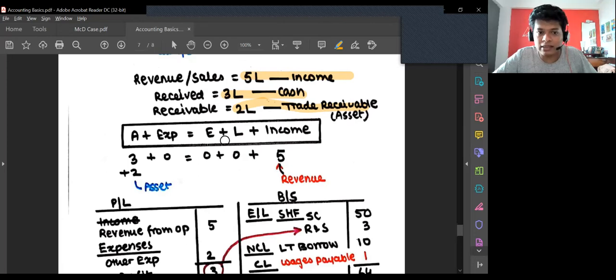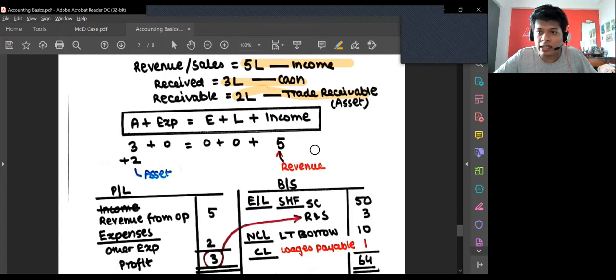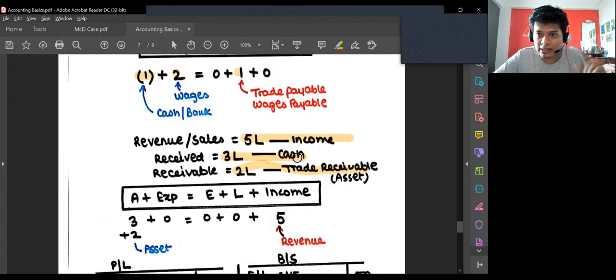So asset plus expenses equals equity plus liability plus income. Now what are the impacts? 5 lakhs is my income, I'll put it over here. Cash 3 lakhs is an asset, and then again trade receivables is also an asset. So again 5 plus 5, it is equal. Okay, now what will be the impact of both these transactions in the balance sheet?